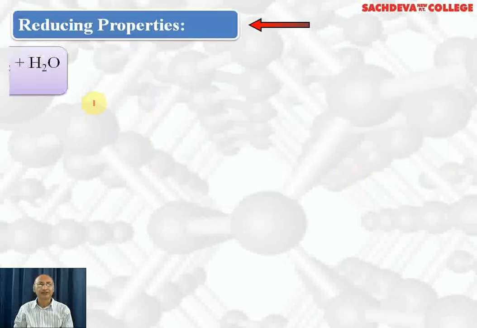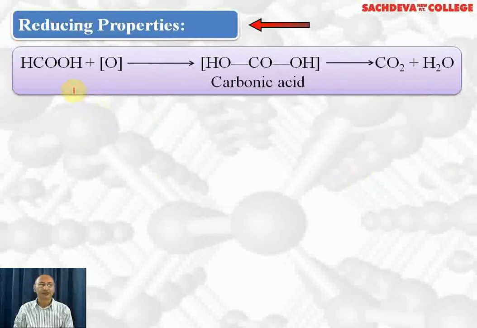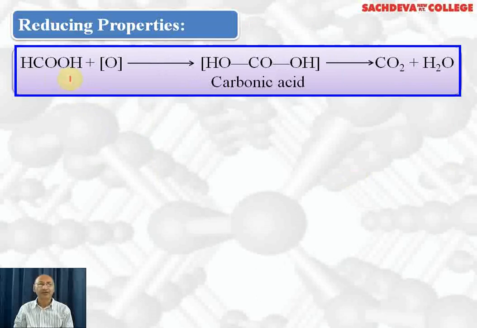Reducing properties. These are special properties of formic acid which are not shown by other carboxylic acids. Formic acid decolorizes KMnO4. Because it's a good reducing agent, it gets oxidized first to carbonic acid which breaks down into CO2 and water. This reaction can also take place with Tollens reagent. It forms silver mirror along with carbon dioxide and water. Fehling's solution, it will form brick red precipitate. With Benedict's reagent also, it will give brick red precipitate and carbon dioxide and water.